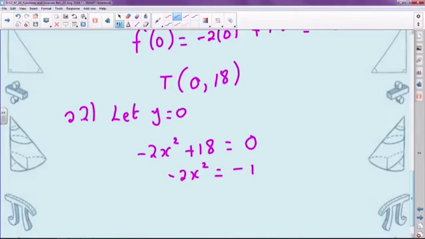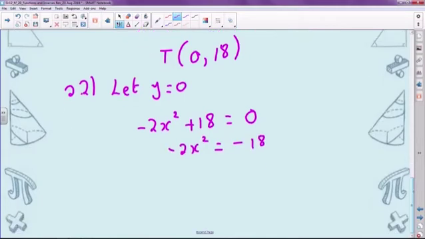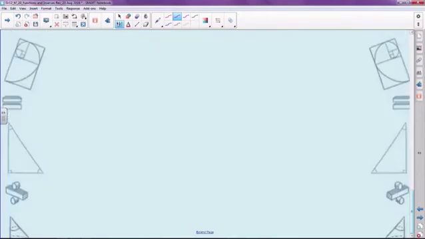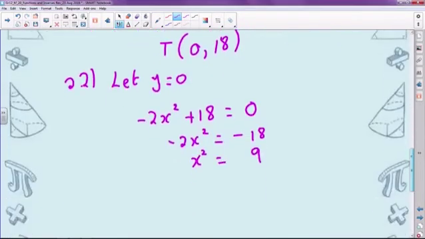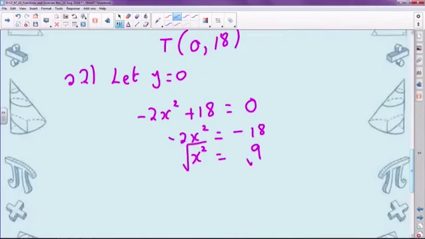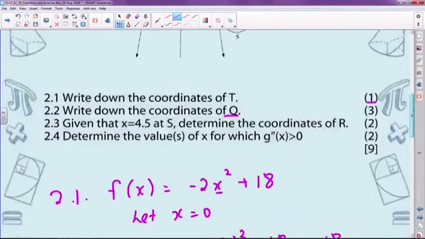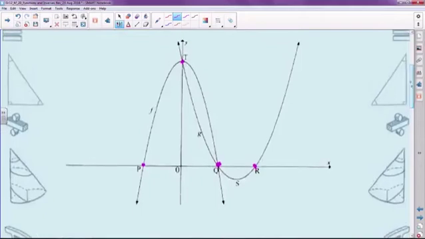You can choose to factorize this. I'm just going to take the 18 over to the right-hand side, divide both sides by minus 2, and I get x squared is equal to 9. And then in order to solve for x, I need to square root both sides. So I will get that x is equal to plus or minus 3. So that tells me that the x-intercepts of the graph f of x are going to be plus 3 at the point Q, and then minus 3 at the point P.